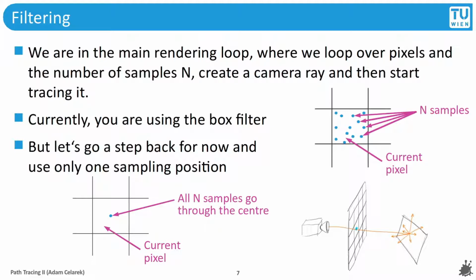In case you are taking the course at TU Wien, you implemented the box filter for assignment 2. That is, you chose random samples inside each pixel and computed the average as an estimate of the pixel color. That is already filtering. But in order to make the explanation simpler, let's go a step back for now and use only a sampling position in the pixel center. In fact, this will be probably the way we will teach Monte Carlo next year.